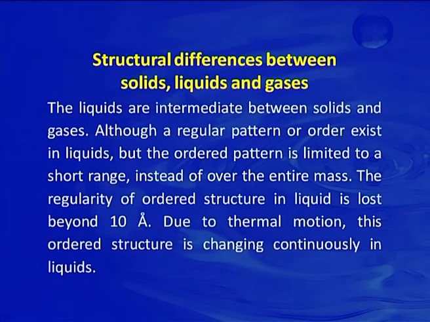Liquids are intermediate between solids and gases. Although a regular pattern or order exists in liquids, the ordered pattern is limited to a short range instead of over the entire mass. The regularity of the ordered structure in liquid is lost beyond 10 angstrom. Due to thermal motion, this ordered structure is changing continuously in liquid. So, in liquid, the structure of molecules is ordered only for 10 angstrom. After that, it can change.